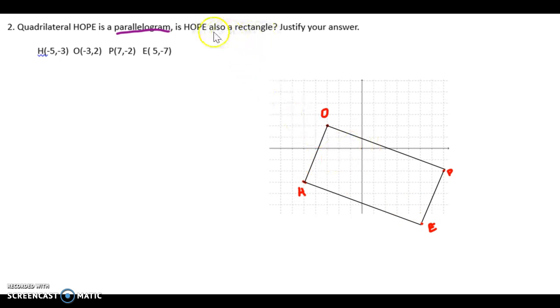But what I want to do is look to see, is it a rectangle? And if HOPE is a rectangle, then there should be right angles at each corner. And so I'm going to try to verify that there are right angles at really any one of these corners, because if there was a right angle, let's say at H, then the opposite angle would also need to be a right angle. And the consecutive angles are supplementary, so they would be right angles. So I really just need to verify that there's one right angle.